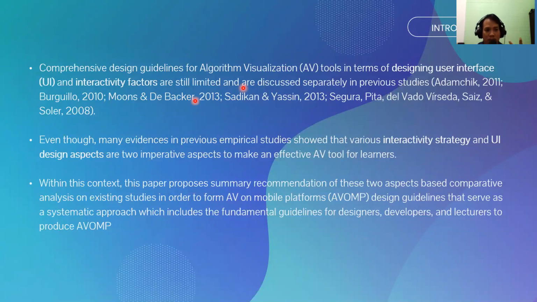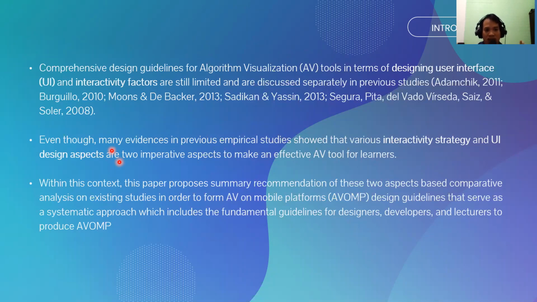Even though there is a lot of evidence in previous empirical studies showing that various interactivity strategies and UI design aspects are two imperative aspects to make an effective AV tool for learners. So it's not only one or two interactivities, it has to be various interactivity strategies and UI design aspects in the mother of design guidelines of AV. So these are two imperative aspects.